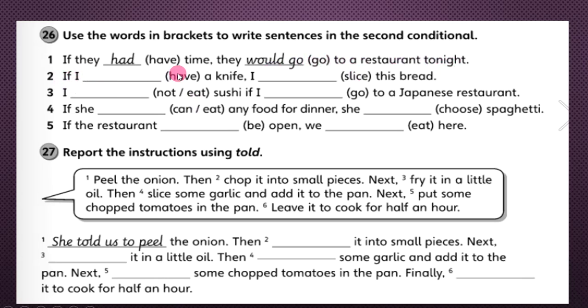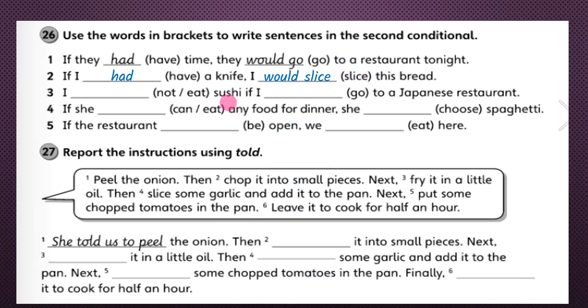If, again, I'm going to change have to had. If I had a knife, I would, what? I don't change the verb here. It's the same verb, the base form. I would slice this bread.